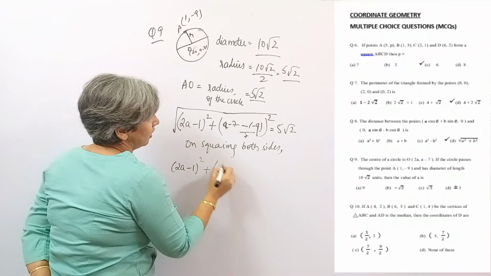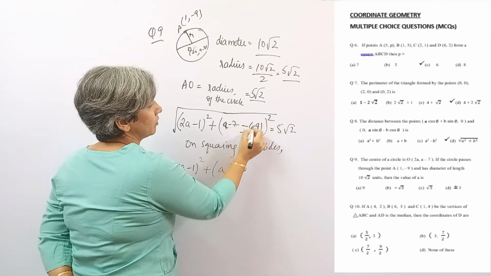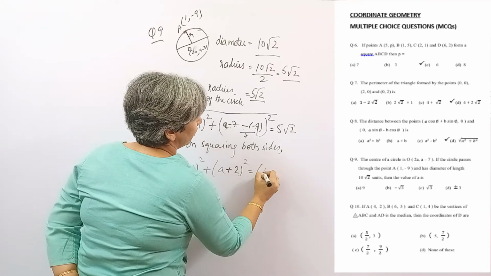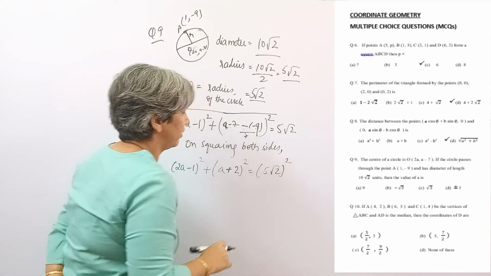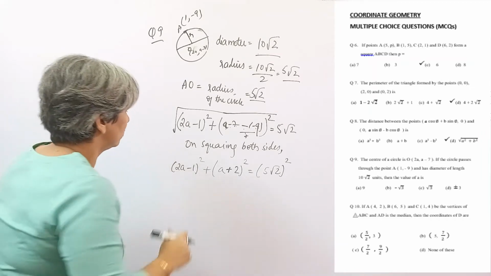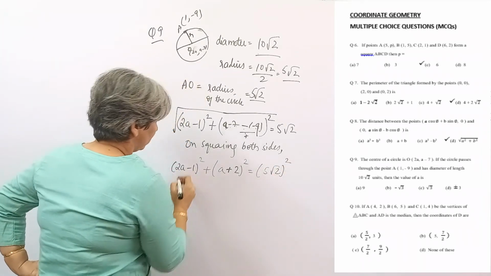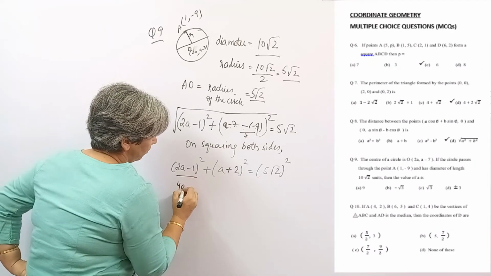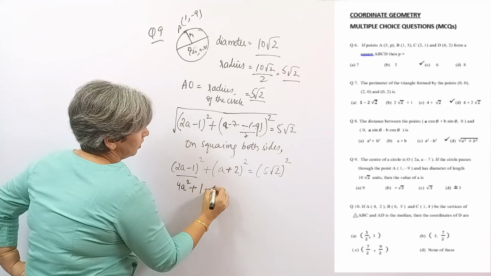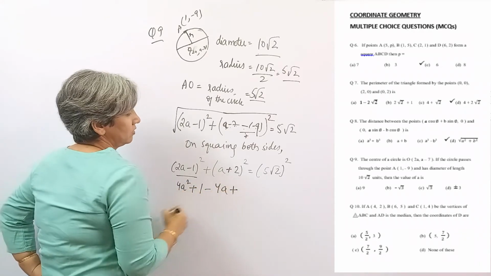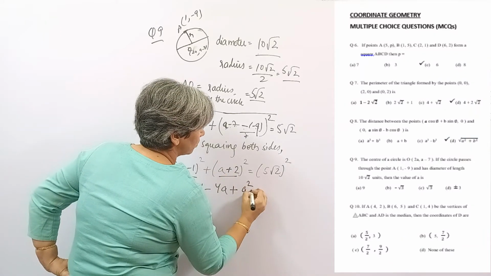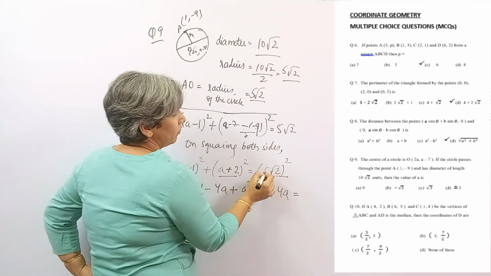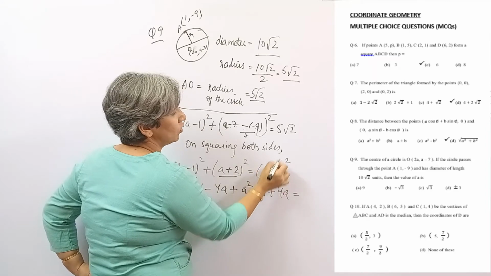Minus 7 plus 9 would be plus 2, whole square, equal to (5 root 2) whole square. So we'll use the (a minus b) whole square formula. It will be 4a square plus 1 minus 4a, plus, again (a plus b) whole square, a square plus 4 plus 2 into 2 into a, which is 4a, equal to 5 square is 25, root 2 square is 2.